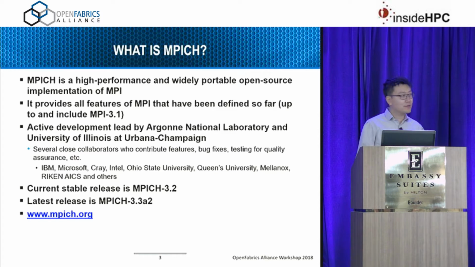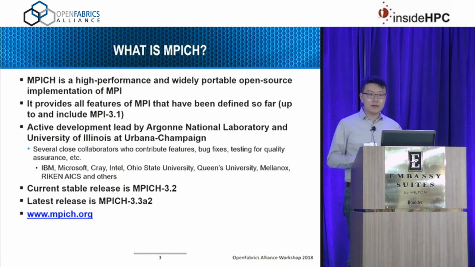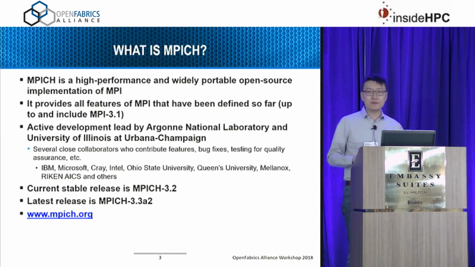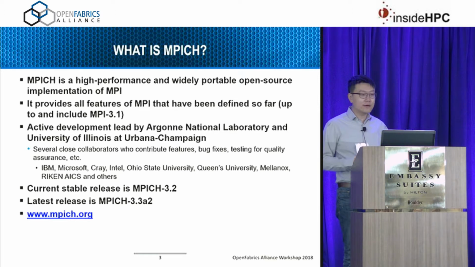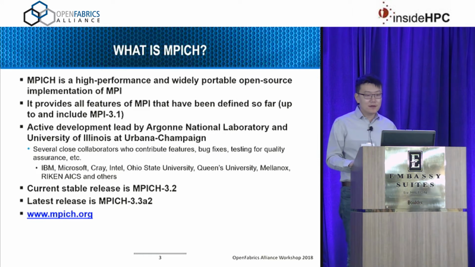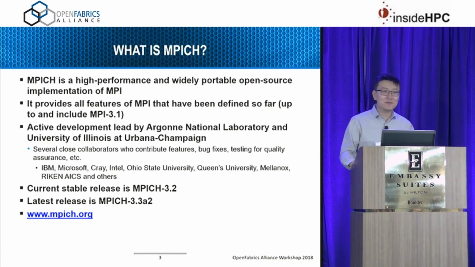The entire MPICH project has been led by our group at Argonne National Lab and collaborators at UIUC. At the same time, we also have many vendor collaborators who contribute features and bug fixes to our code, and also use our code for their own products. The current library has a stable release of 3.2, which was a little while ago, back in 2015, I believe. And the latest release is actually a beta 2, which has just been rolled out this week.